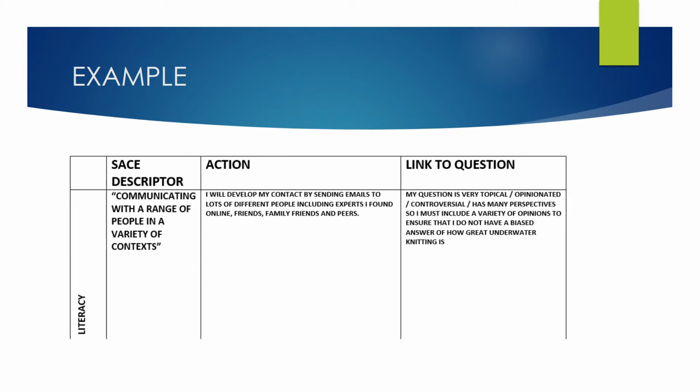Well, here's that link to their question. They've decided that because underwater knitting is very controversial and they have so many different perspectives that they have to try and integrate, they're going to be really using their literacy capability here to discern those different opinions and different perspectives and figure out what's going on. Now that is much better use of the literacy capability. It's still fine to say we're going to send emails, but on the other hand, you could actually make it a lot stronger.